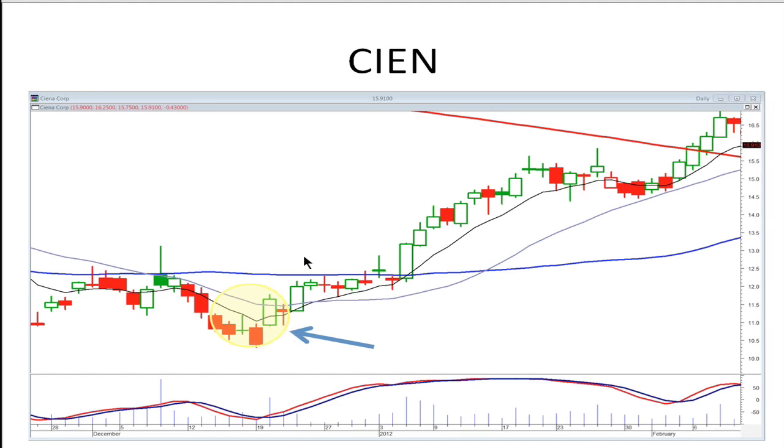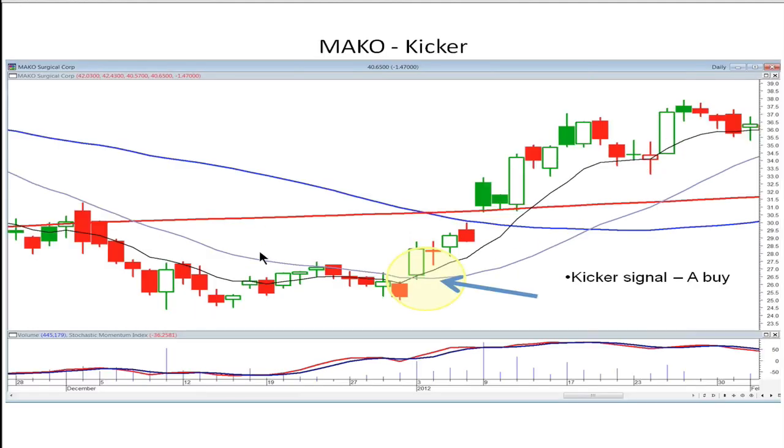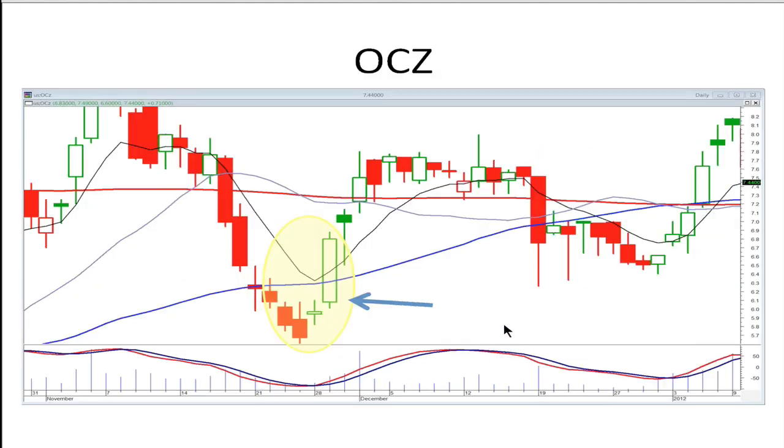That kicker signal is the strongest of all the candlestick signals. And if they do it where they gap it up, especially above the T line, you just want to be a buyer. Again, this is not rocket science. This is just common sense put into graphic depictions that have worked for hundreds of years.